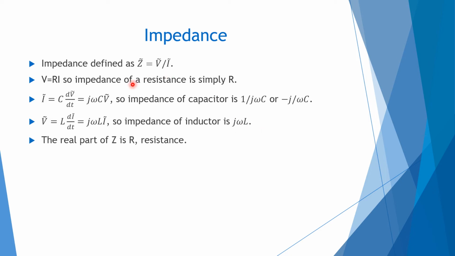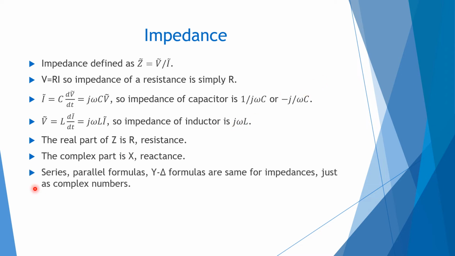So the real thing is always coming from R, because these two have only imaginary components. So the real part is the resistance. The complex part is a sum of these two. So this is called XL, this is called minus XC, the minus because it is negative. It is introducing a phase shift of minus 90 degrees. So the net imaginary part X is XL minus XC, or j omega L minus j over omega C.